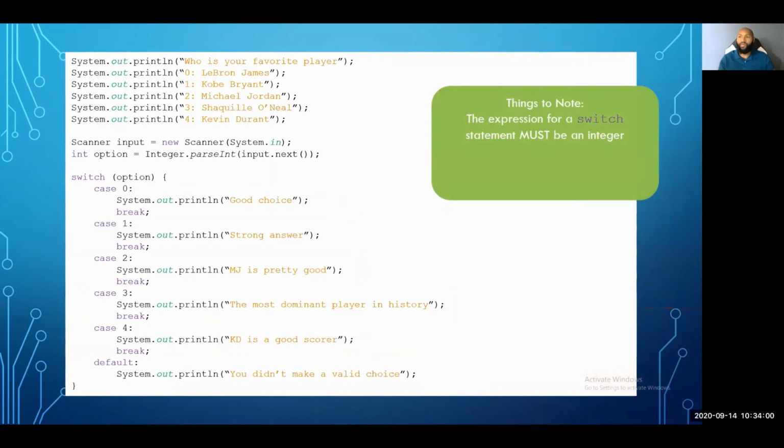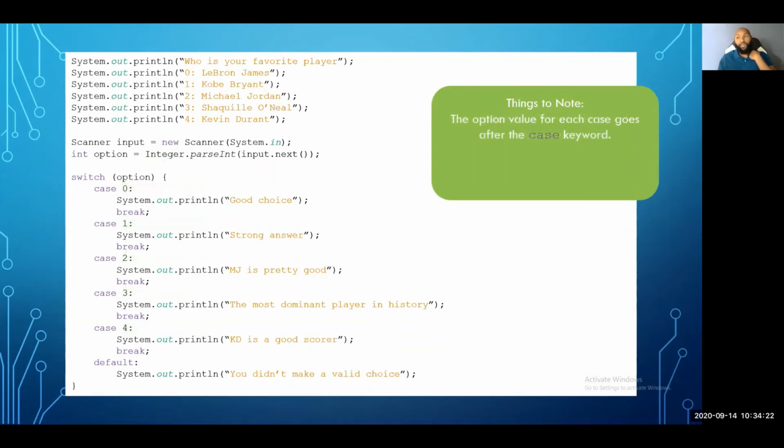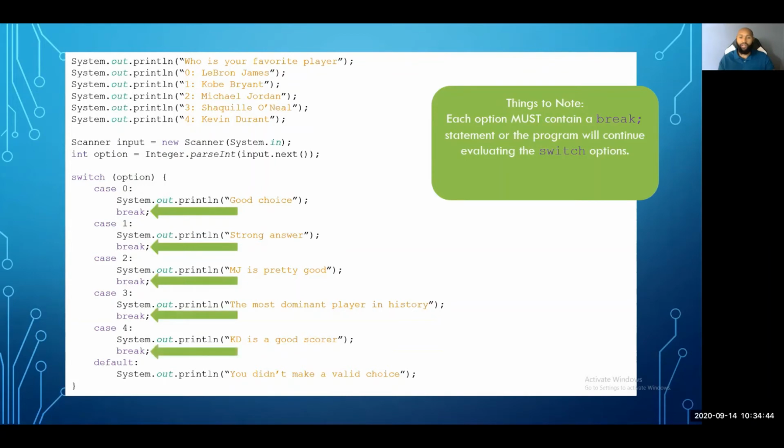Right? Things to note, the expression for a switch statement must be an integer, this option right here. Each option must start with a case keyword. So right there, right there, right there, right there, and right there. The option value for each case goes after that case keyword. So 0, 1, 2, 3, and 4. And then each one of those options must contain a break, or the switch statement will keep checking each one. So that break right there, right there, right there, right there, and right there. Okay?